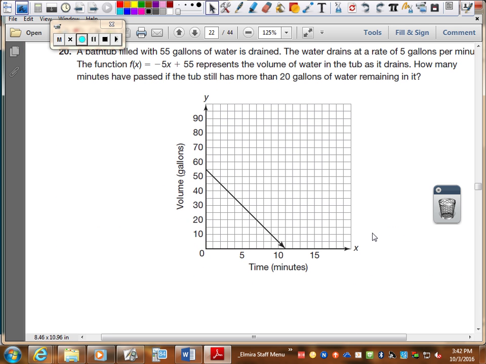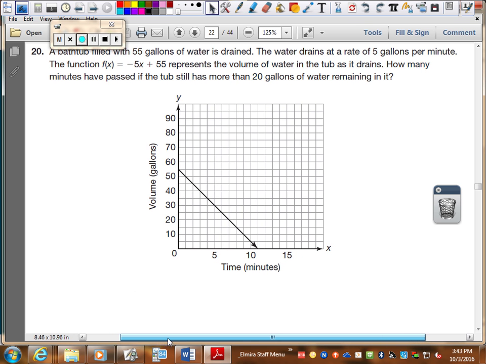A bathtub filled with 55 gallons of water is drained. The water drains at a rate of 5 gallons per minute. The function f of x equals negative 5x plus 55 represents the volume of water in the tub as it drains. How many minutes have passed if the tub still has more than 20 gallons of water remaining in it? Okay, so in this section, be really careful about more than or less than, because more than might not indicate in this case a greater than sign in our answer.